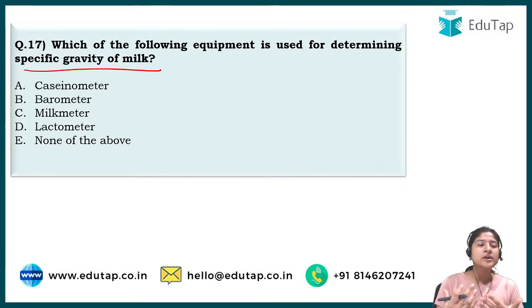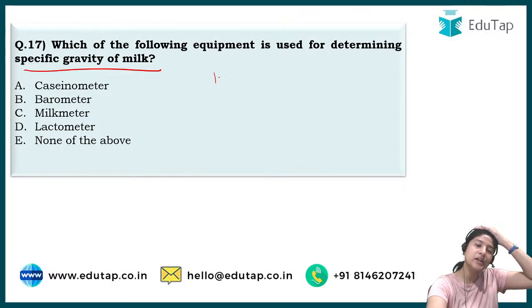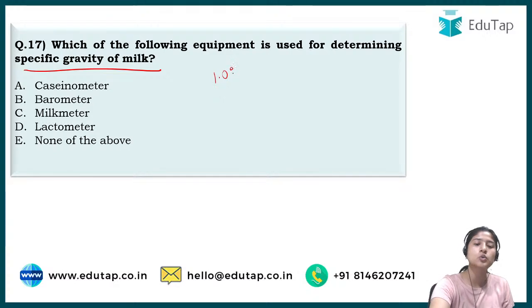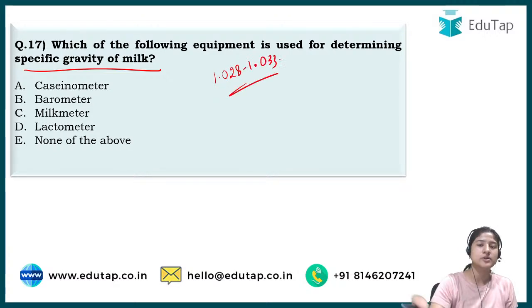And why is it important? More than knowing what specific gravity is, because such a typical question would never be asked in an examination like NABARD, what is the use of it? Basically, the specific gravity of milk is approximately 1.028 to 1.033, approximately this much, okay.